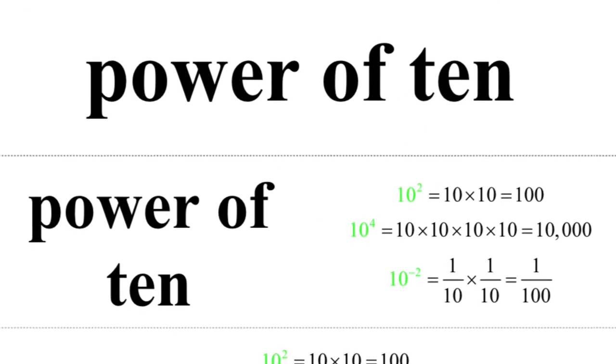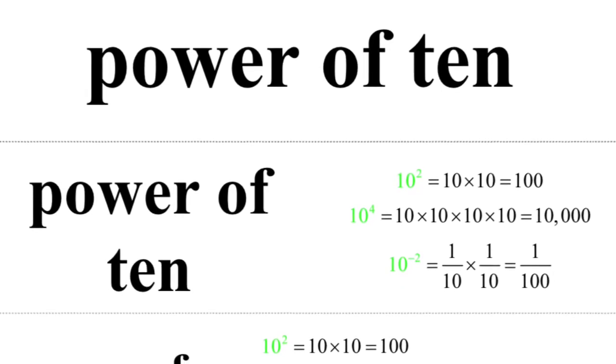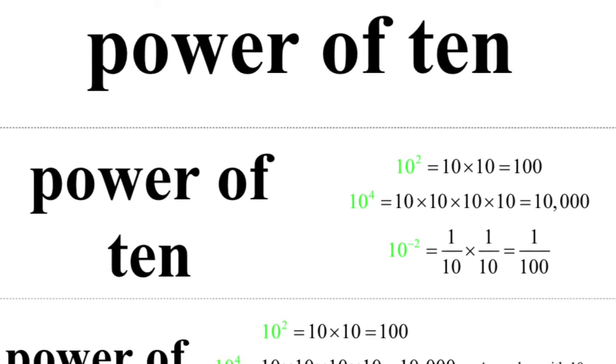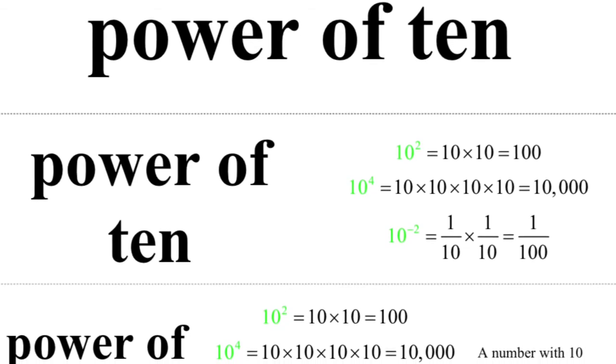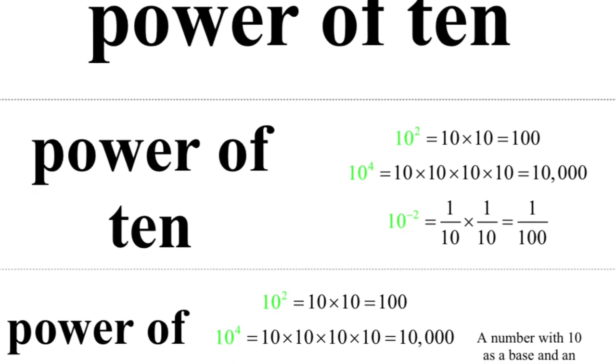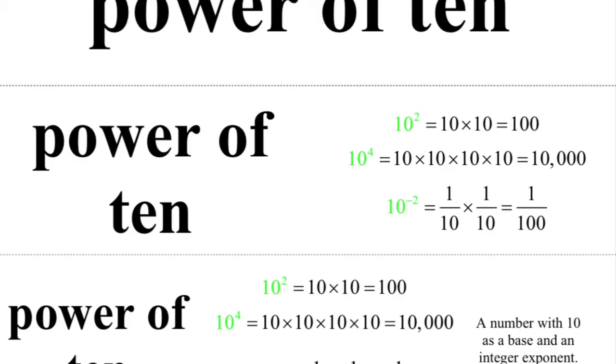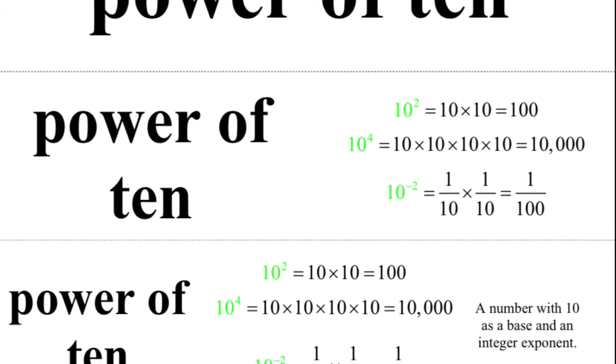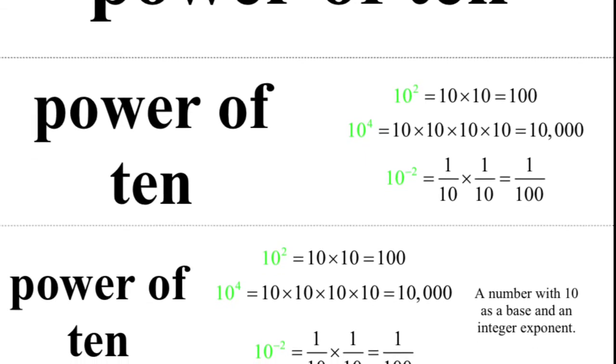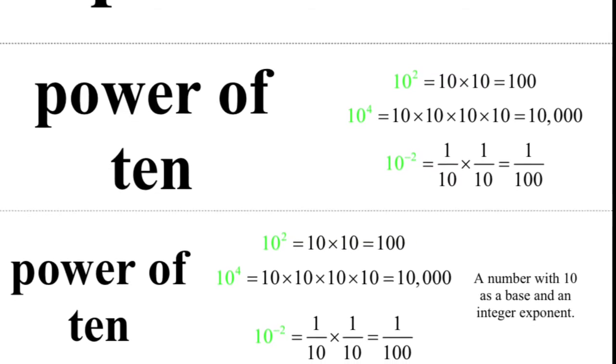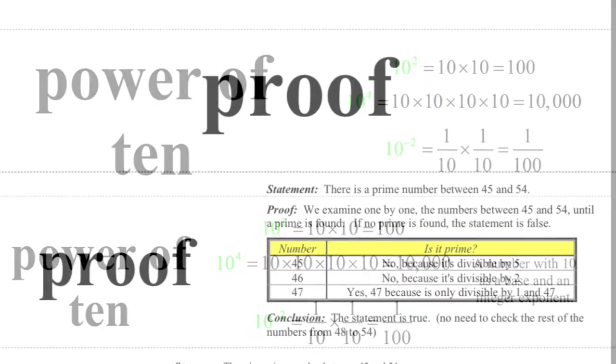The power of 10 is usually seen in scientific notation. It basically gives you the opportunity to move a decimal to the left or to the right depending on whether your power is positive or negative. If your power is positive, you can move the decimal to the right. If it's negative, you can move it to the left.